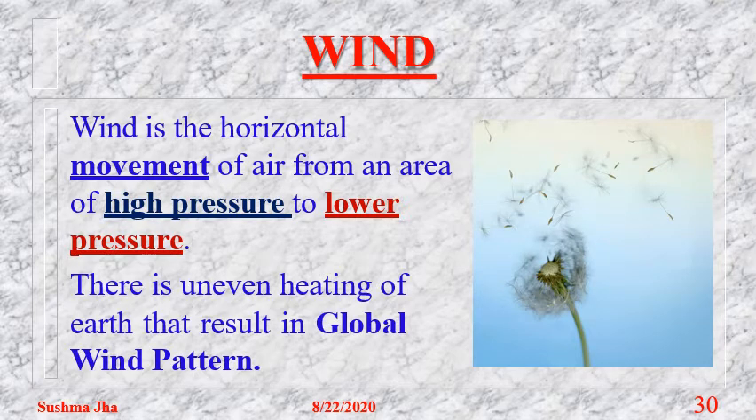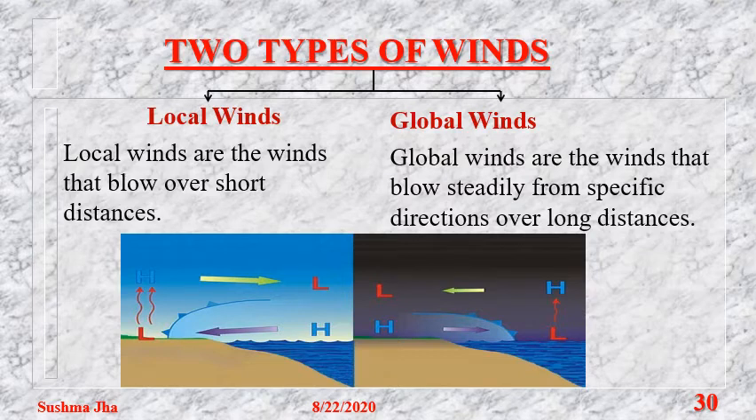Now we will talk about wind. Wind is the horizontal movement of air from an area of high pressure to an area of lower pressure. Why does this happen? Why does air move? There is uneven heating of the earth that results in global wind patterns. Now there are two types of winds, local winds and global winds. Local winds are winds that blow over very short distances, and global winds are winds that blow steadily from a specific direction over long distances.